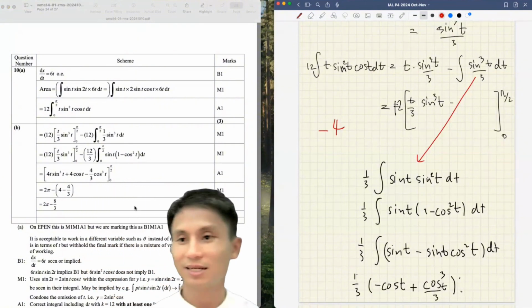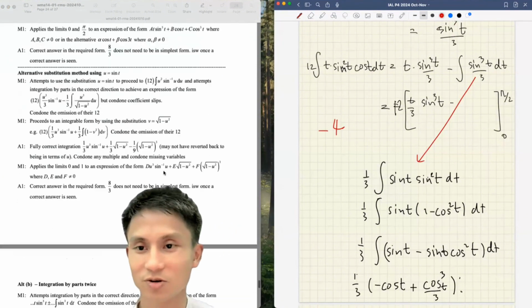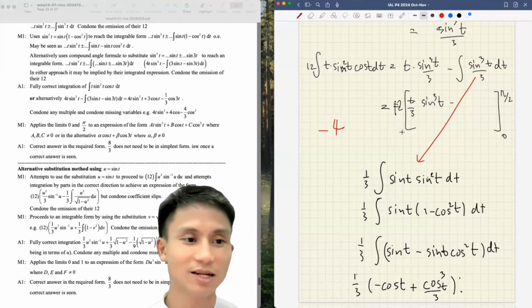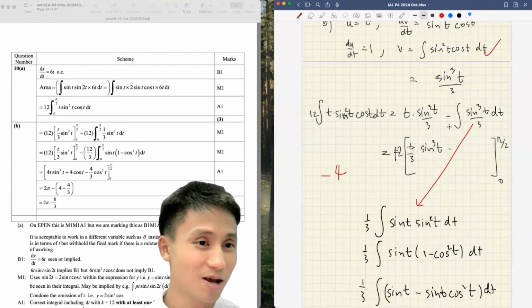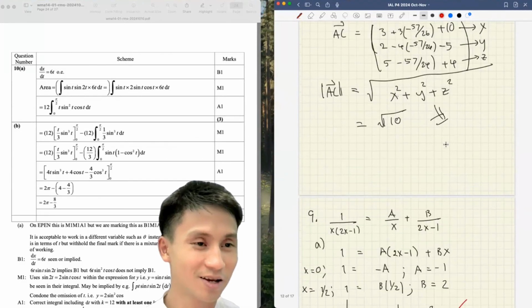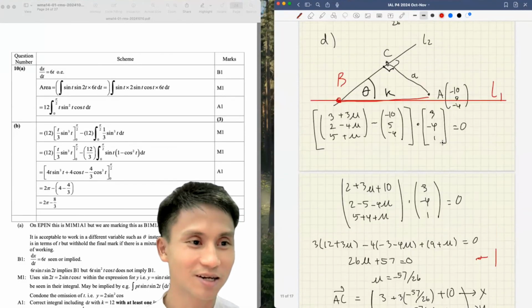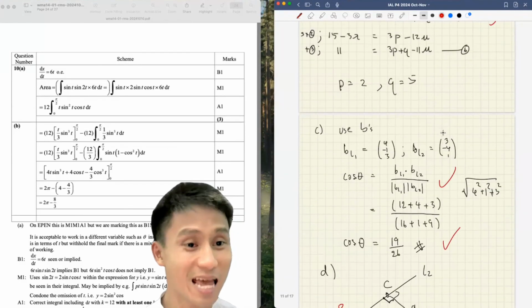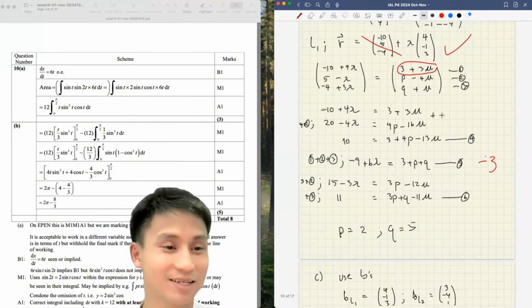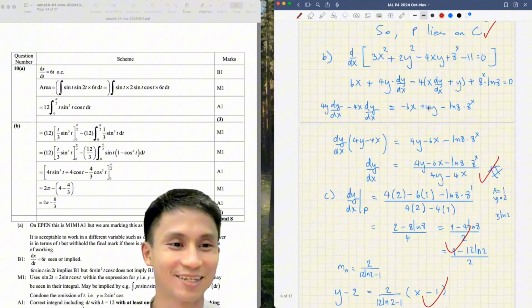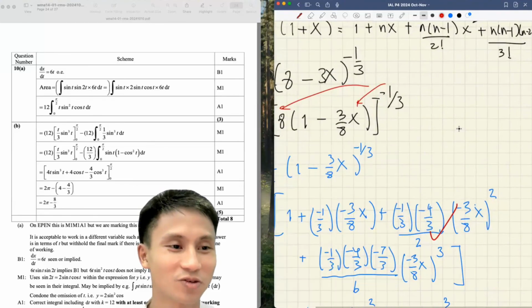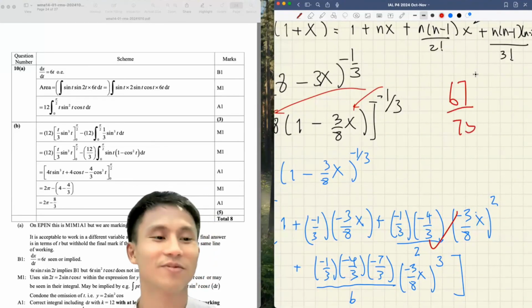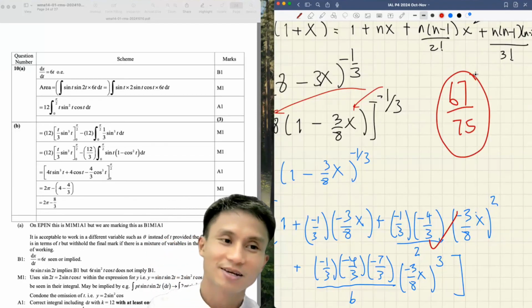Yep, and that is it. That's everything. So how many marks did I lose? -4 and -1. Wait, hang on. -1 here. So -5, -8. -8. That hurts. So I get 67/75 because I lost 8 marks.